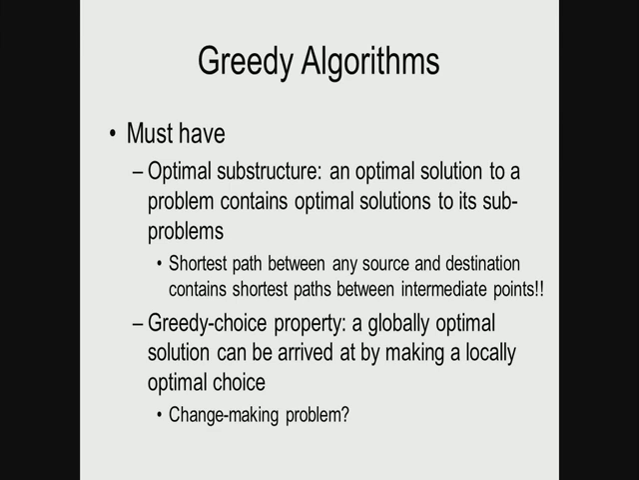Therefore, greedy algorithms should have an optimal substructure. What is an optimal substructure? We should be able to guarantee the existence of an optimal solution to the problem such that this optimal solution also contains optimal solutions to the sub-problems. This is a very important concept.